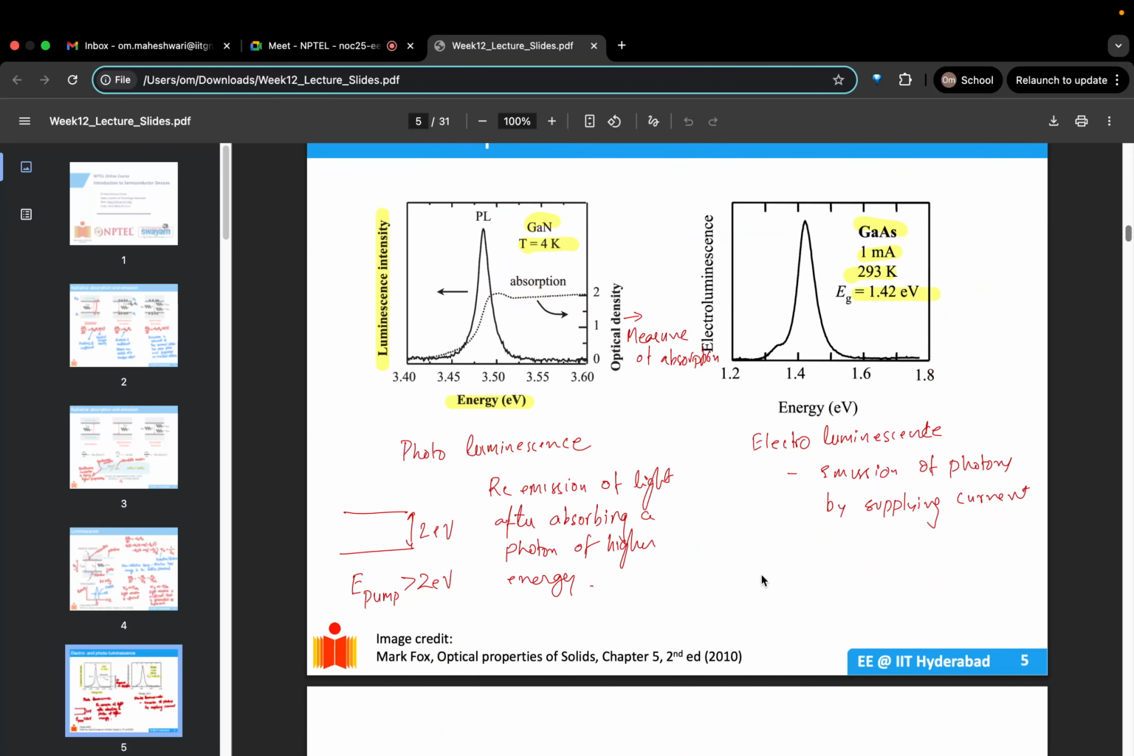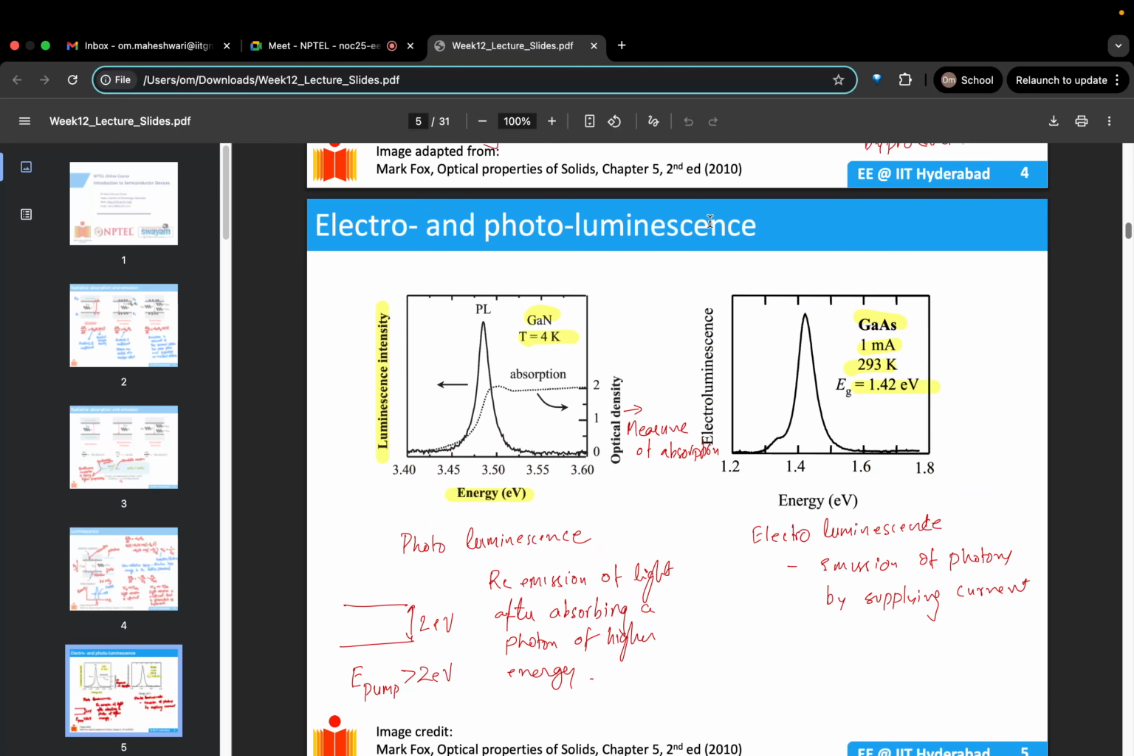There are two types of luminescence, electroluminescence and photoluminescence. In photoluminescence, there is re-emission of light after absorbing a photon of high energy. When a photon comes, the electron gets excited and then comes back down to the valence band, and this luminescence is called photoluminescence. Whereas electroluminescence is the emission of photons by supplying current. Electrons are excited by giving them electrical energy, and when those electrons lose energy and come back to the ground state, they give photons. This is what is used in LEDs.